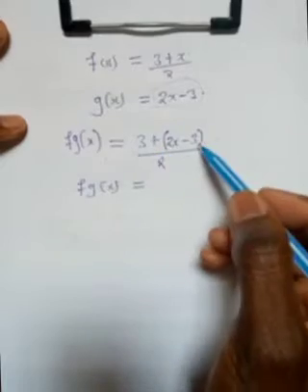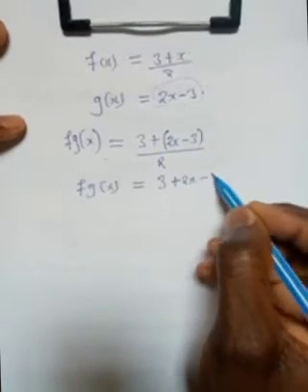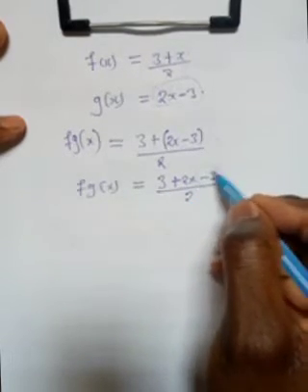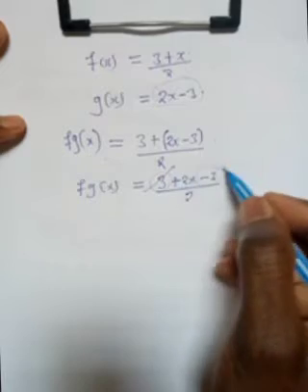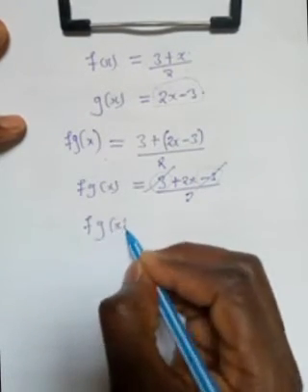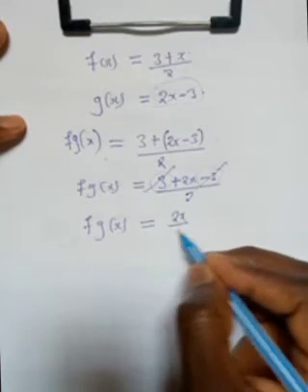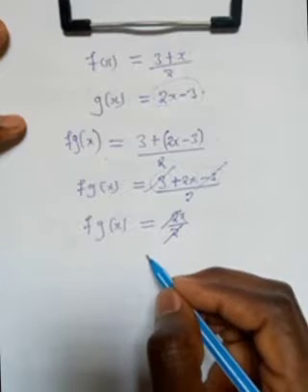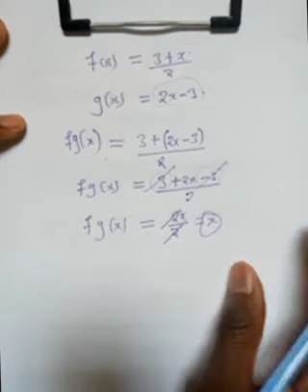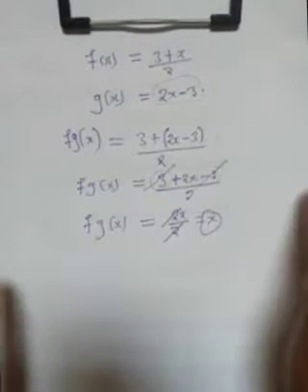If you remove the brackets, we're going to have 3 plus 2x minus 3 over 2. So if you arrange this and that, they're going to disappear, reason being, they will be subtracted. You're going to have f of g of x equal to 2x over 2. This and that, they will be divided, and you're going to have x. So this one qualifies to conform to x.